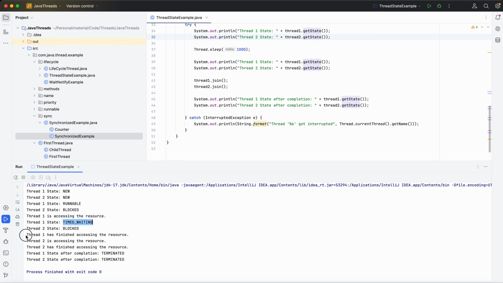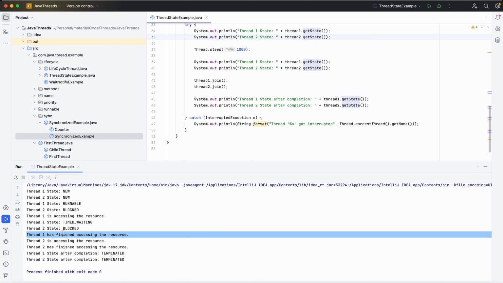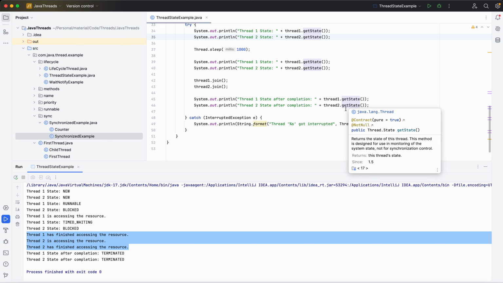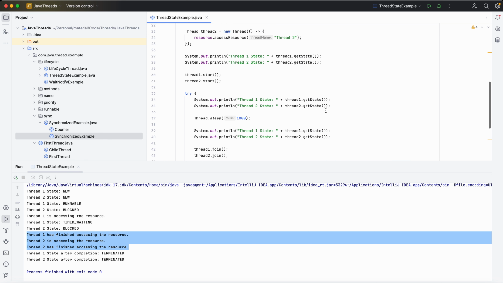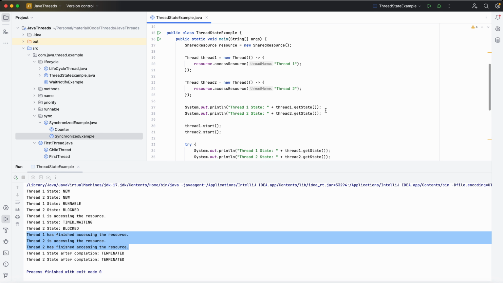Once thread 1 has finished accessing its resource, thread 2 is accessing the resource now. So thread 2 will go into a runnable state after some time. After completion of both threads, thread 1 and thread 2, both threads will go into a terminated state. Hope you got an idea of how the thread states work and how a thread changes its states when it is executing. Thank you.